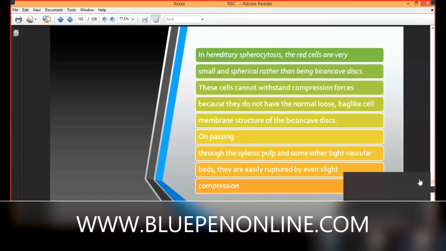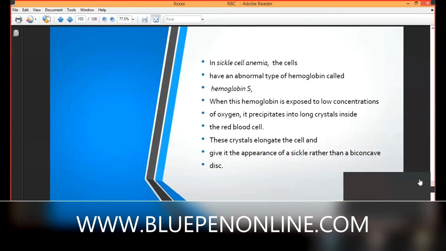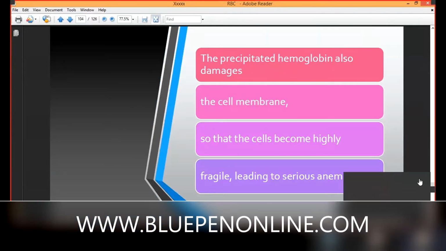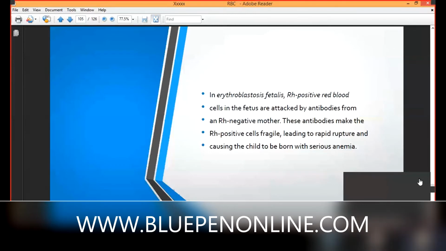And then also sickle cell anemia. You know about sickle cell anemia, an abnormal type of cell. This is also easily ruptured. It comes under hemolytic anemia. Then erythroblastosis fetalis, where the cells are also fragile and easily ruptured. All these three come under hemolytic anemia.